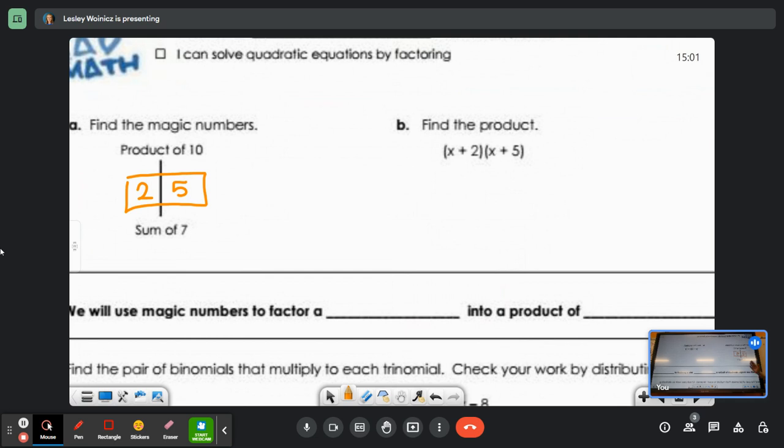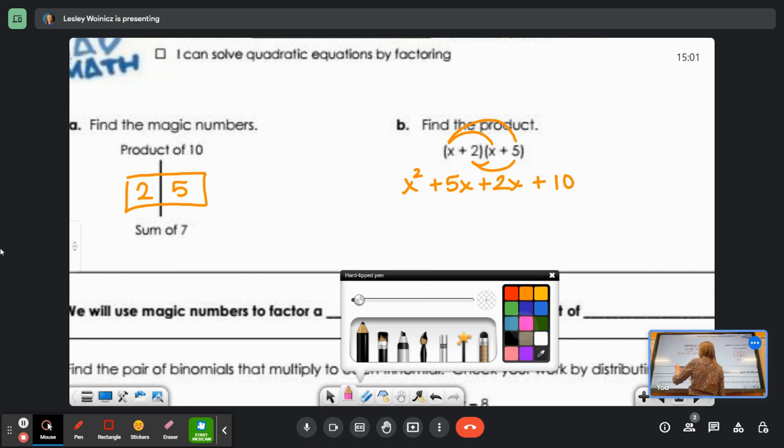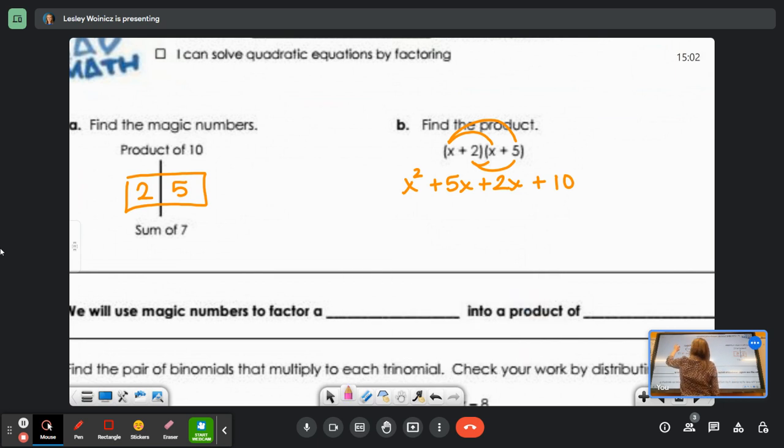Okay, now look here. I've got x plus 2 and x plus 5. If I multiply these together by distributing, I get x squared plus 5x plus 2x plus 10. 2 times 5 is 10. Now, let's look at where the 10 came from. The 10 came from multiplying 2 times 5. 10 is a product.